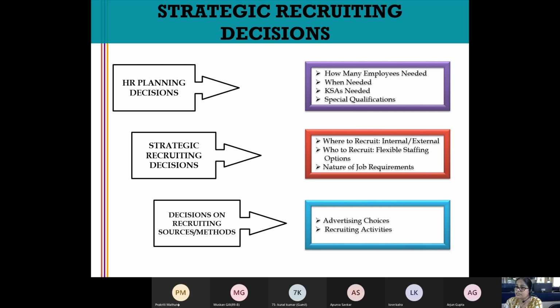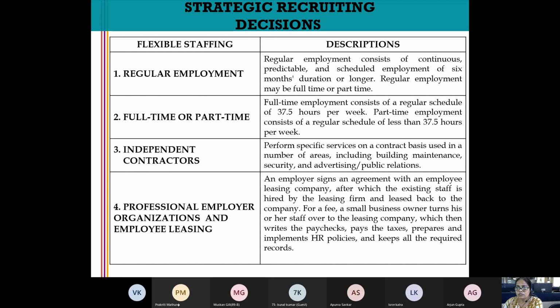That is how the flexible staffing options exist. Either you take them on a lease option, which is also there, and I'm going to come to that. If you have any query, keep it written down there, and then we will talk about it. The nature of job requirements, etc., these are all strategic recruitment decisions on recruiting methods. Either we go for advertising or recruiting activities. So these are the flexible staffing practices.